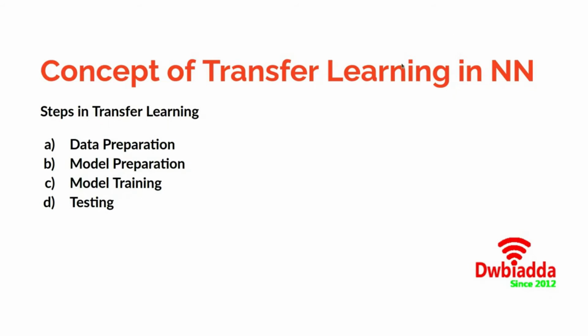So again, transfer learning has these steps: the data preparation step, the model preparation step, the model training step, and the testing step. The data preparation step remains the same for convolutional neural networks and transfer learning as well. From the model preparation step it differs, and then the testing step remains the same as well.